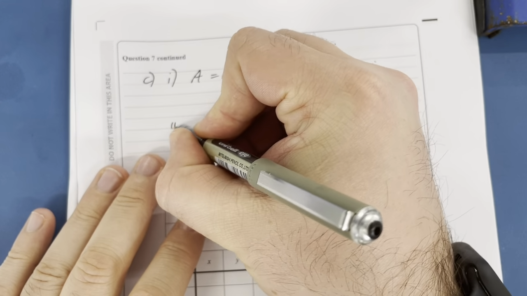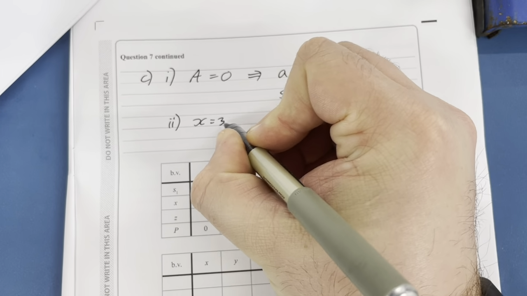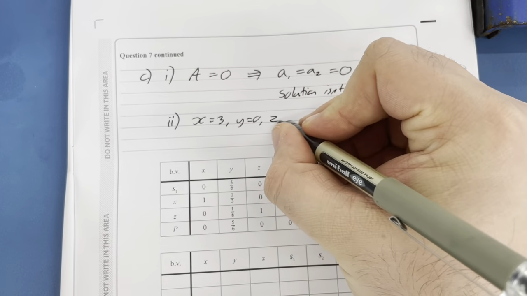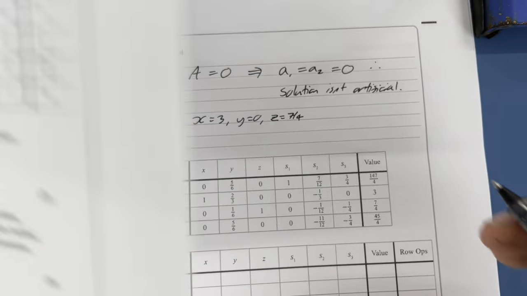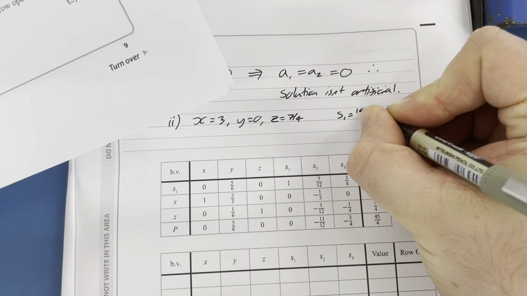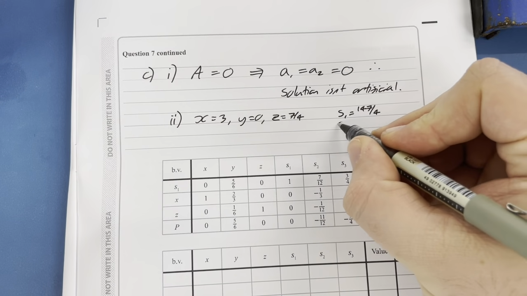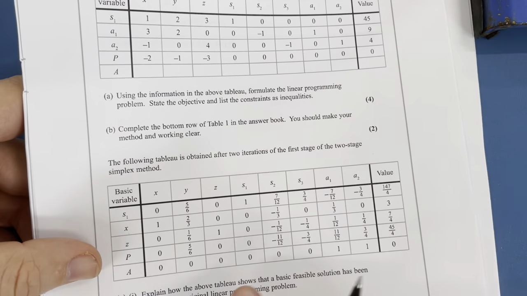Okay, and part 2, write down the basic feasible solution. Well, you've got X is 3. Y is non-basic, so that's 0. Z is 7 quarters. S1 is a slack, is 147 fourths. The two surpluses are both 0. We already know the artificials are 0, so we can ignore those. And P is 45 quarters.